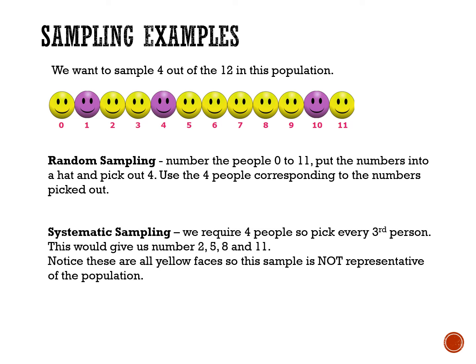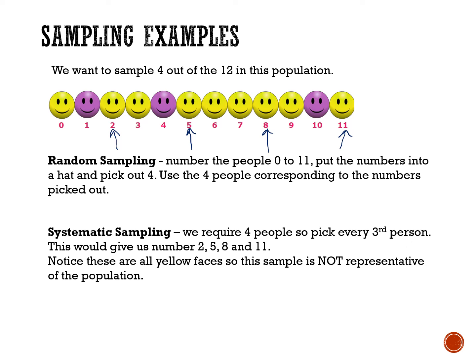Systematic sampling then. Let's use some sort of system to select them. We need 4 people, so let's pick every 3rd person. So we pick number 2, number 5, number 8, and number 11.